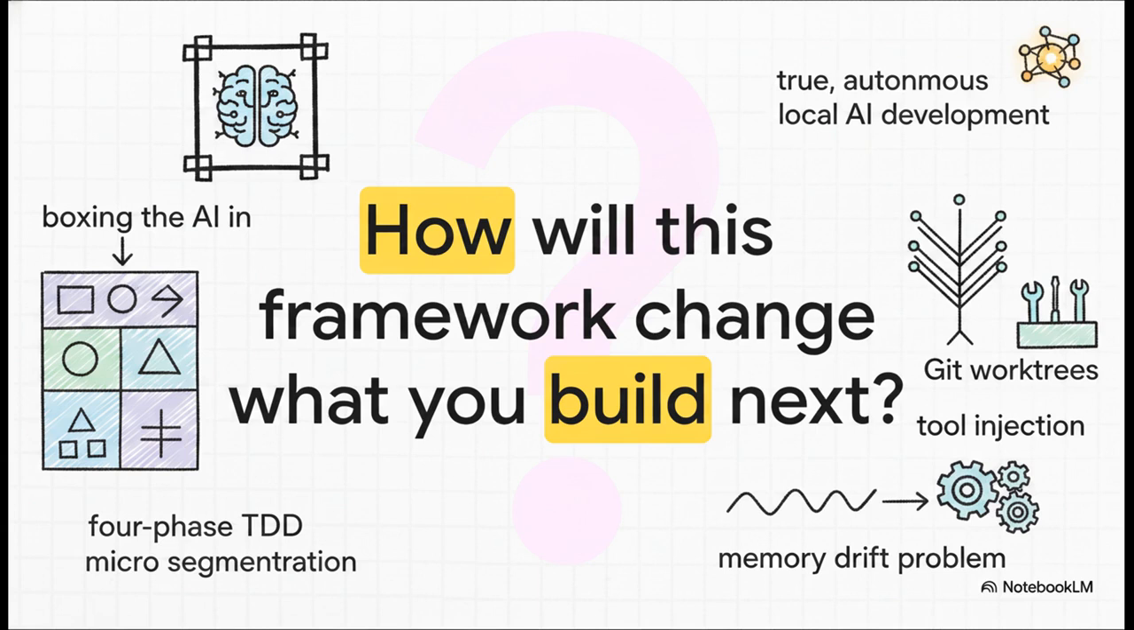So I'll leave you with this final, provocative thought to ponder today. If strict constraints and microsegmentation are the actual keys to unlocking true autonomous local AI development, how will this framework change what you build next?